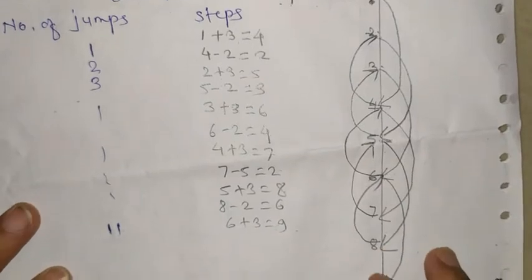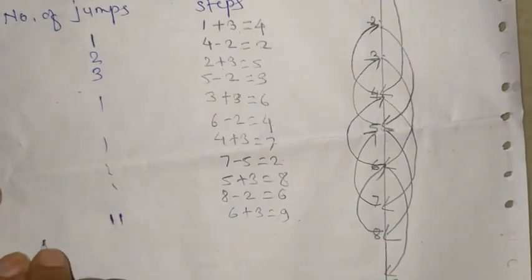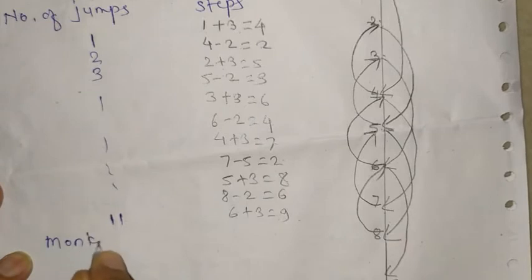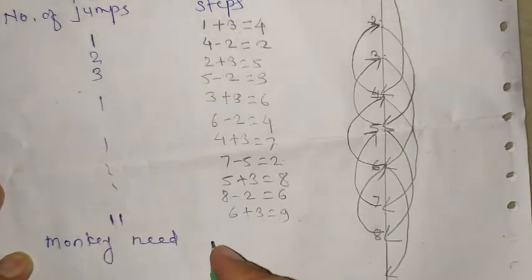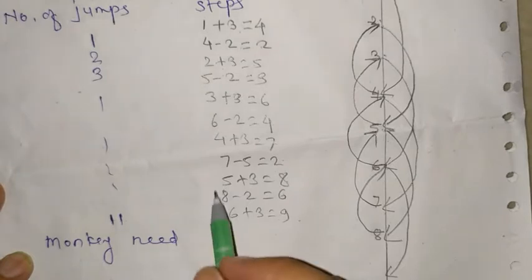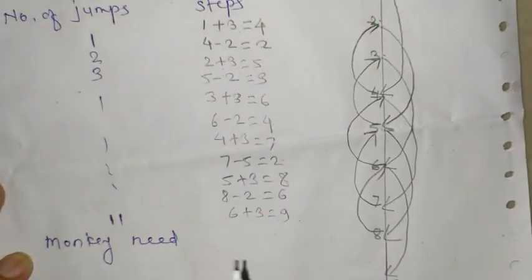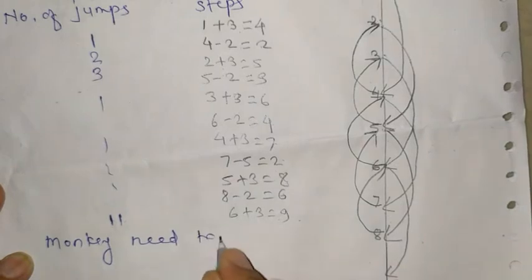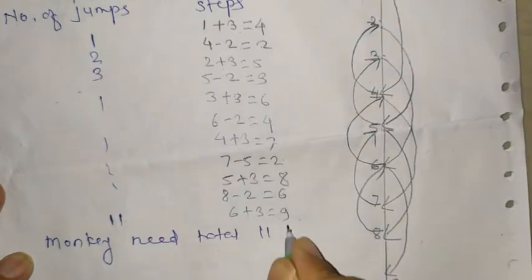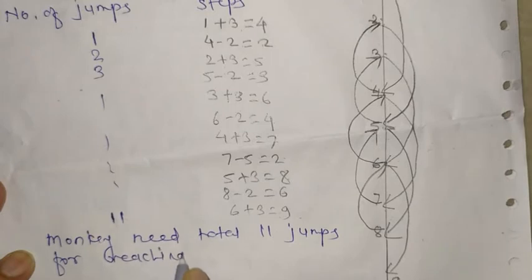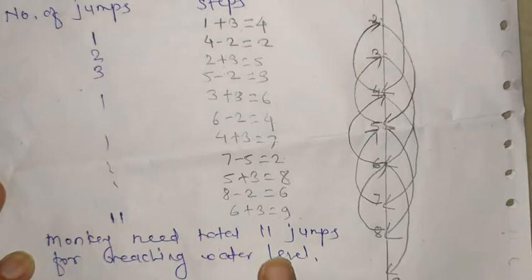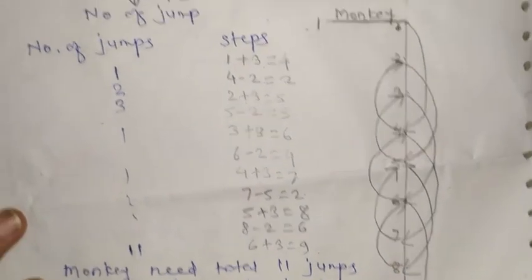So the answer of this question that we got: in the question they are asking how many jumps the monkey requires. In how many jumps will he reach the water level? So the monkey needs a total of 11 jumps for reaching the water level. So total jumps are 11. So we completed part 1.